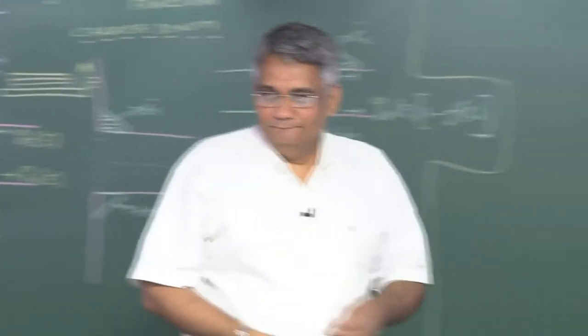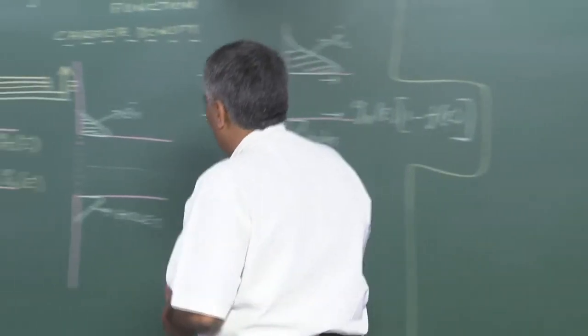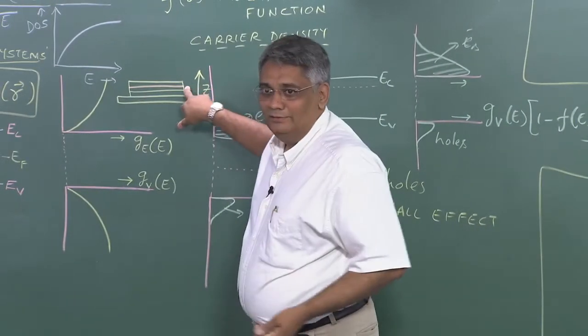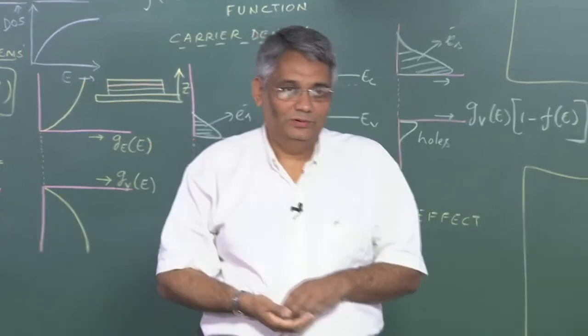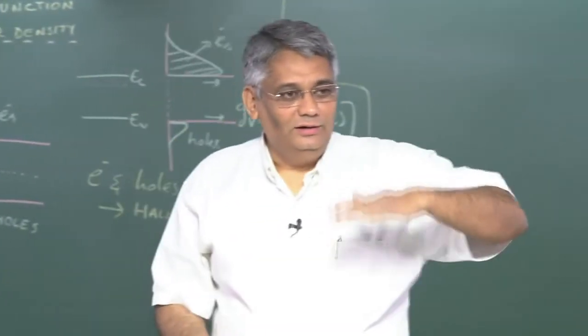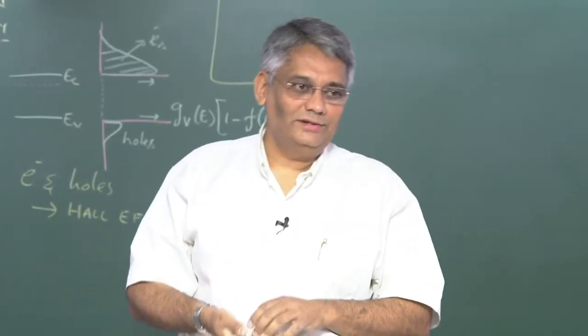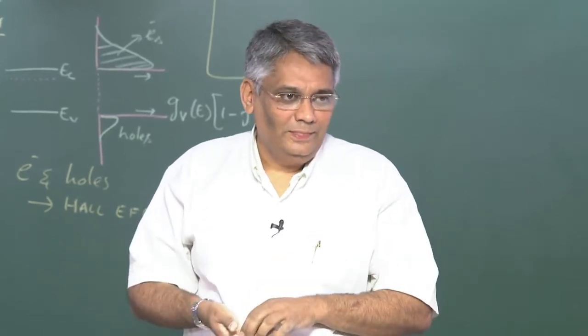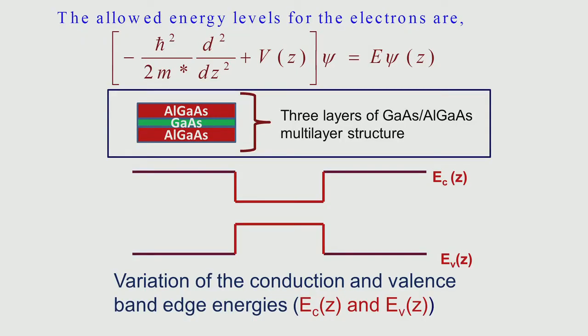Okay. Now, the thickness of this layer is extremely small. Now these are all ultra thin layers with thickness of the order of 5 to 10 nanometers. I'll also tell you where such layers are used. Okay. So this is what you see, the variation of the conduction and valence band edge energies.